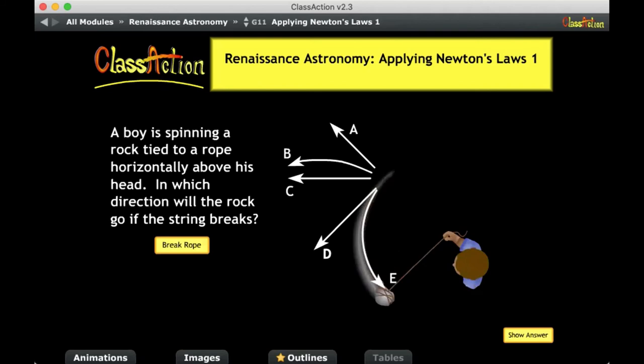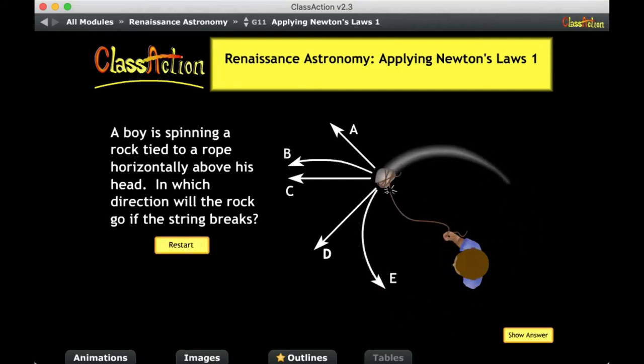So you have a person here, and we're looking down on this person from above. This person is swinging a rock that's tied to a rope over her head. The rope is going to snap at some point, and it's going to snap when the rock is right there. The question is, what is the path that the rock will take after the rope snaps? So we'll go ahead and show this animation.